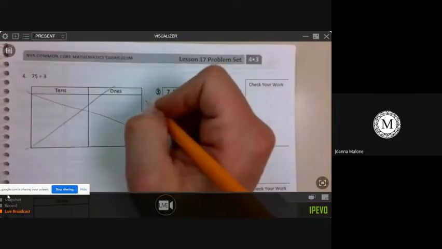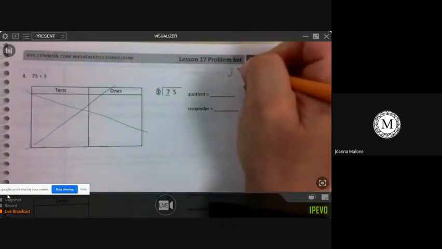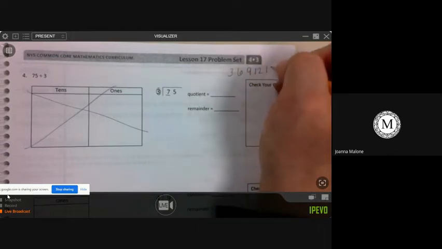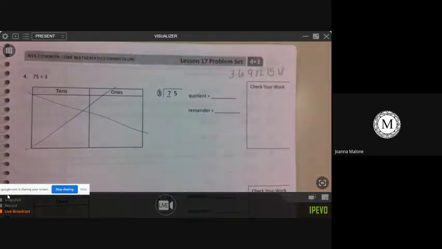Skip counting by 3s, go. 3. 6. 9, 12, 15, 18. We shouldn't go any bigger than 18. Anybody know? Let's go. Good? Okay, here we go.